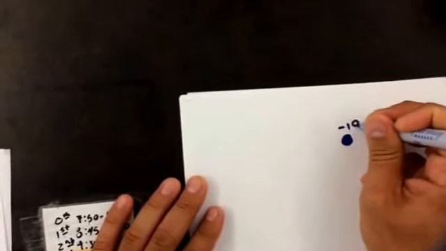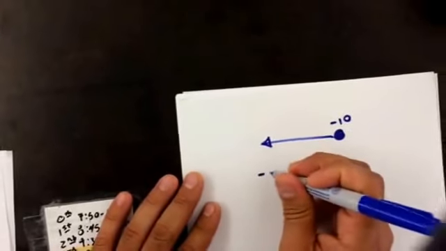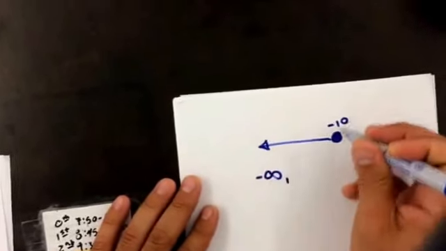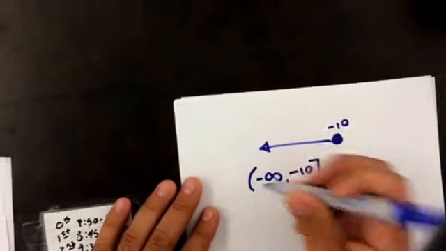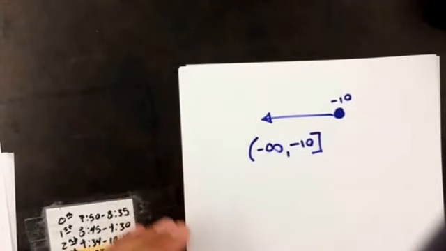What if it's going the other direction? Starting value is negative infinity. Ending value is negative 10. Negative 10 is included. Negative infinity is a concept. It can never be included. It's open. That's interval notation.